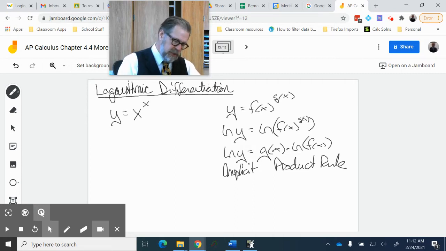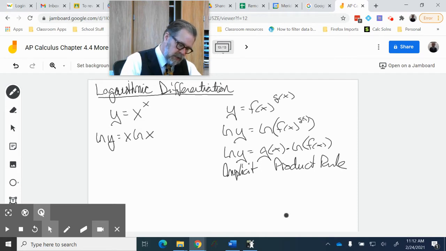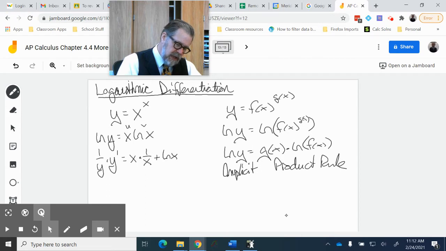So let's do that with y equals x to the x. I've got the natural log of y equals x times the natural log of x. The derivative of natural log of y is 1 over y times the derivative of y. This is a product. We'll call this u. We'll call this v. So u dv plus v du.